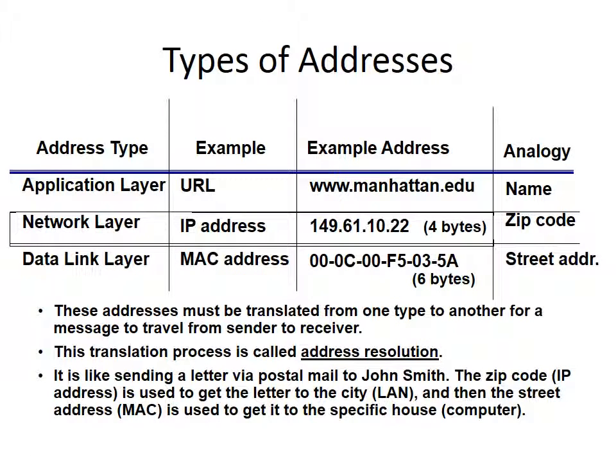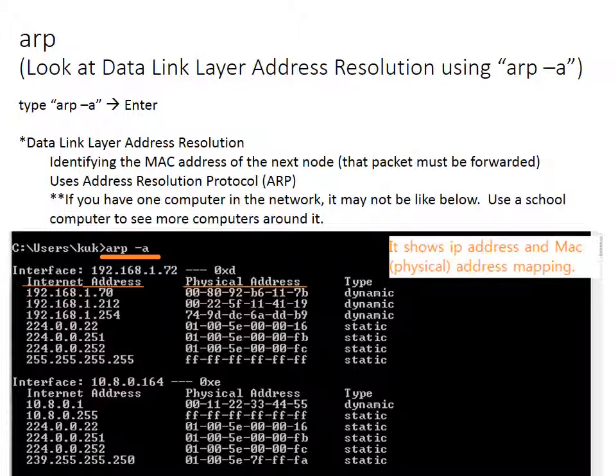These are the types of addresses. URL is for the application layer address. IP address is for the network layer address. MAC address is for the data link layer address. ARP, Address Resolution Protocol, will show all IP and MAC address mapping around your computer.